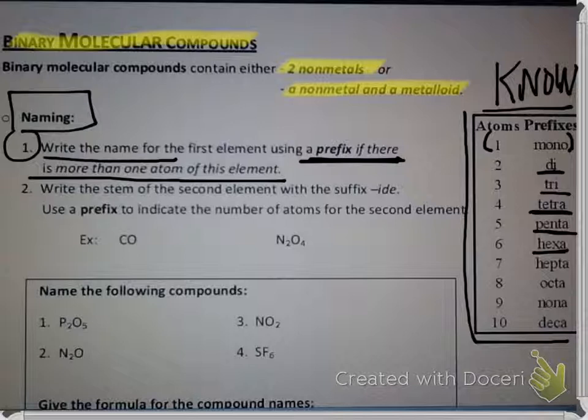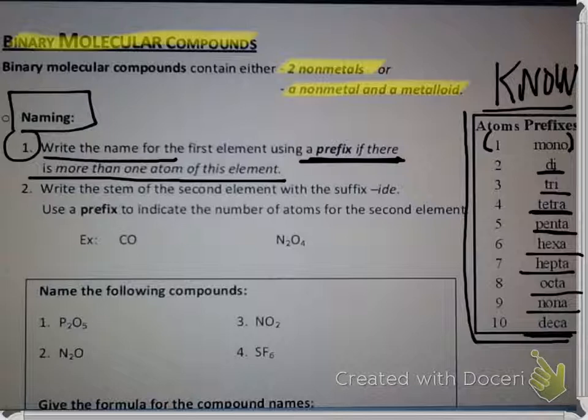If you have six, it's hexa. Be very careful with this. A lot of people for six will say sexa or septa or something like that. It's hexa. So we're going to use that prefix system. For seven, it's not septa, it's hepta. So we go from hexa to hepta. 8 is octa, like octopus. 9 is nona. And 10 is deca.